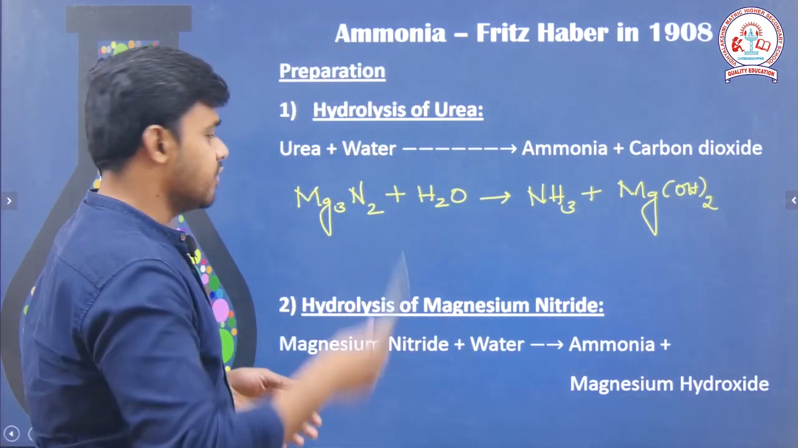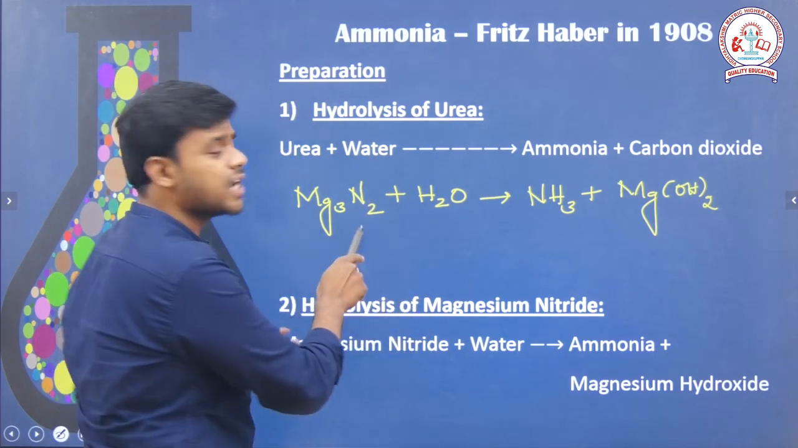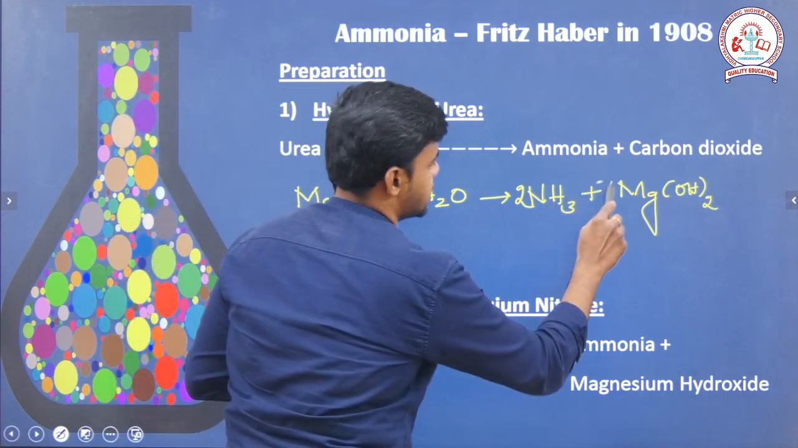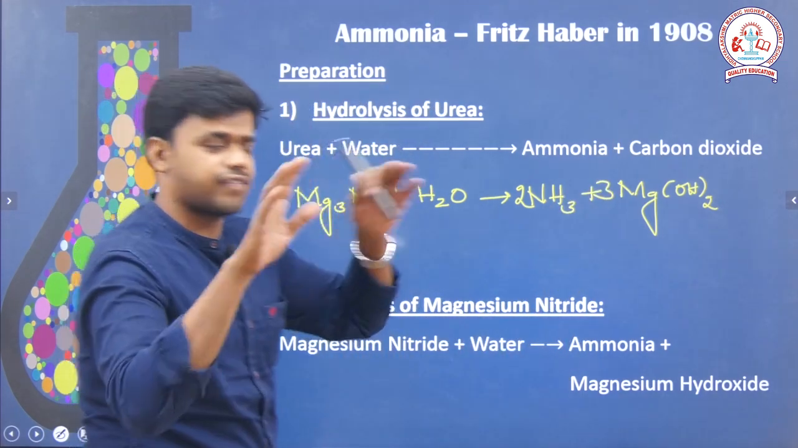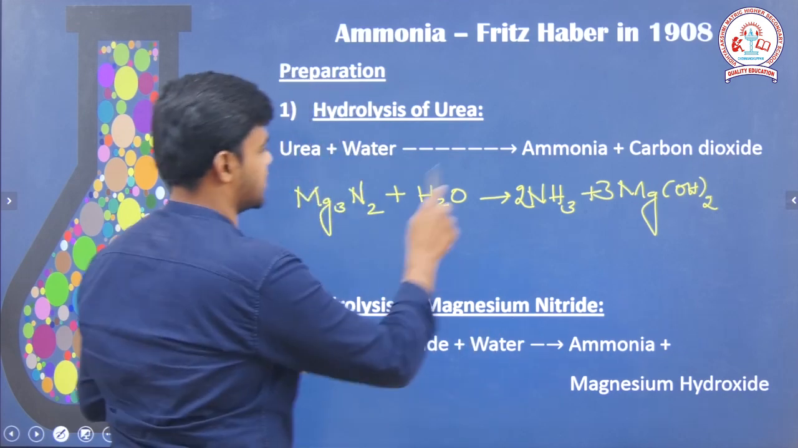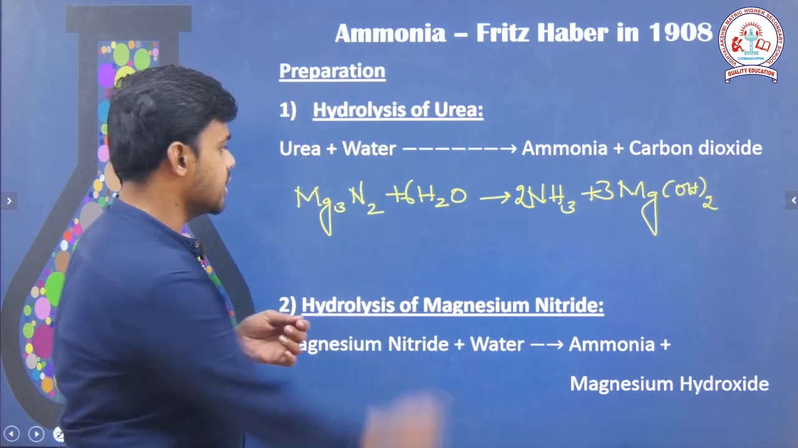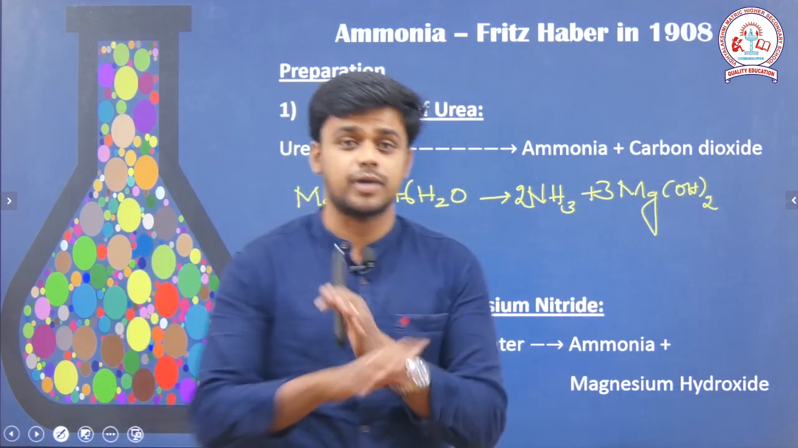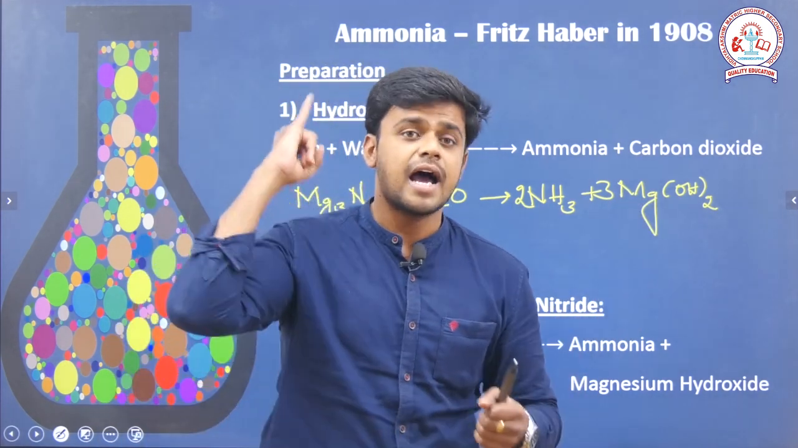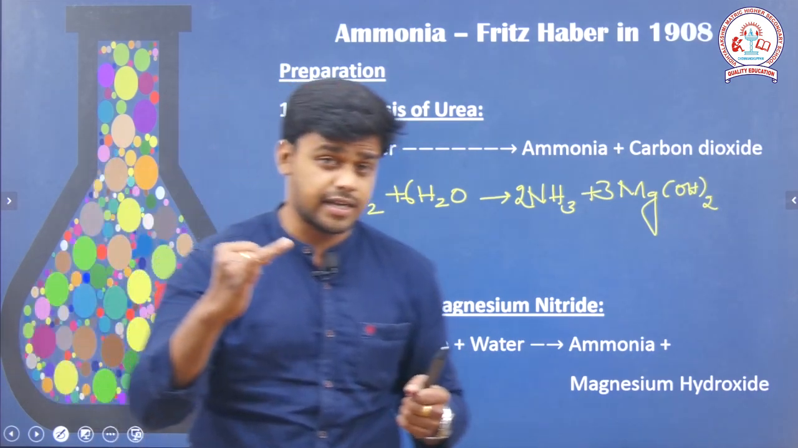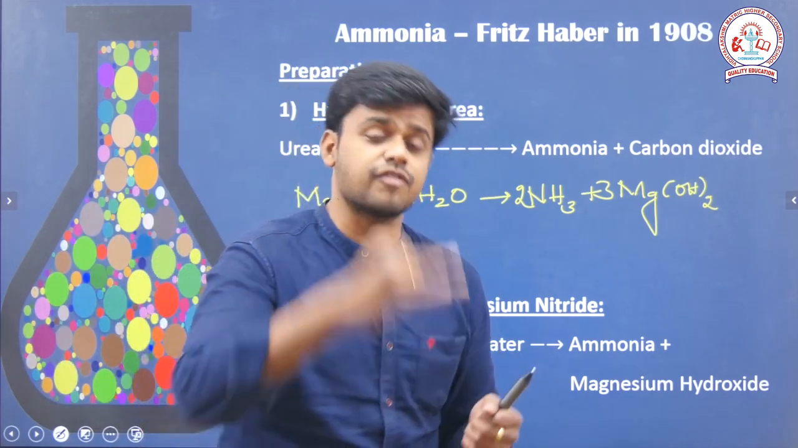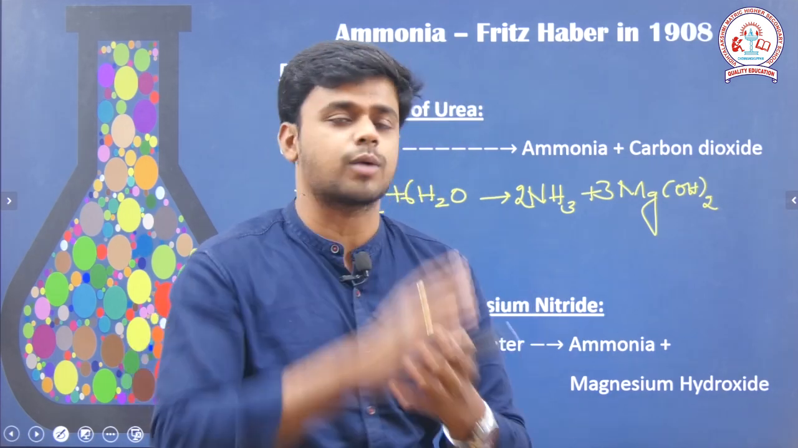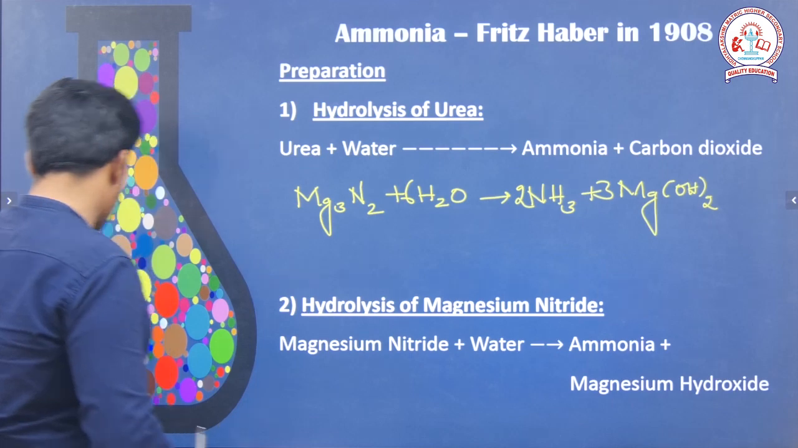To balance, we need to count the nitrogen first. 2 nitrogen is here, so I will make it 2. Magnesium 3, so I will make it 3. Check over the oxygen, then we can finalize. Oxygen 3 2s are 6, 6 oxygen is there, so I will make it 6. Hydrogen 6 2s are 12, so here 2 3s are 6, 2 3s are 6, 6 plus 6 is 12. The equation is balanced. The very first method is hydrolysis of urea. The second method is hydrolysis of magnesium nitride, which means we are breaking the magnesium nitride with the help of water. This is the second method of preparation.